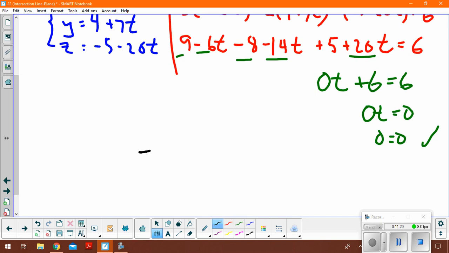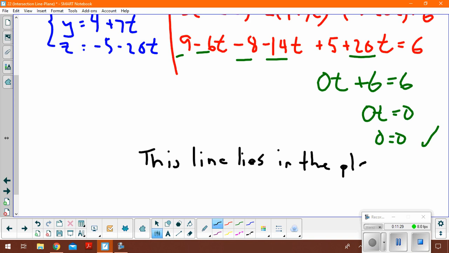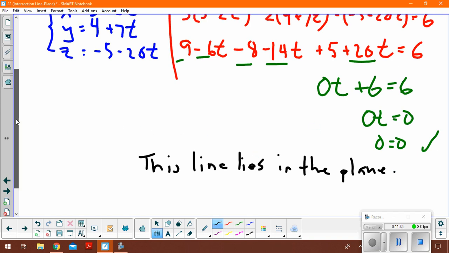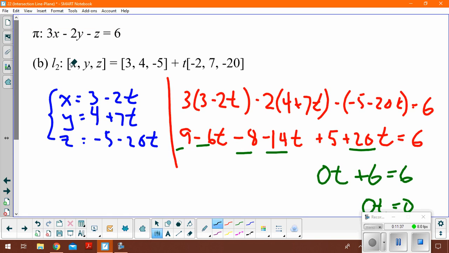Okay, so this line lies in the plane. Okay, that means any point I can generate on this line should work in the plane. So again, a quick verification, if I plugged in this point, 3, 4, negative 5, I would have, what, 9, take away 8, and then plus 5 gives you 6, and it works. Okay, if you generate another point, it will also work.